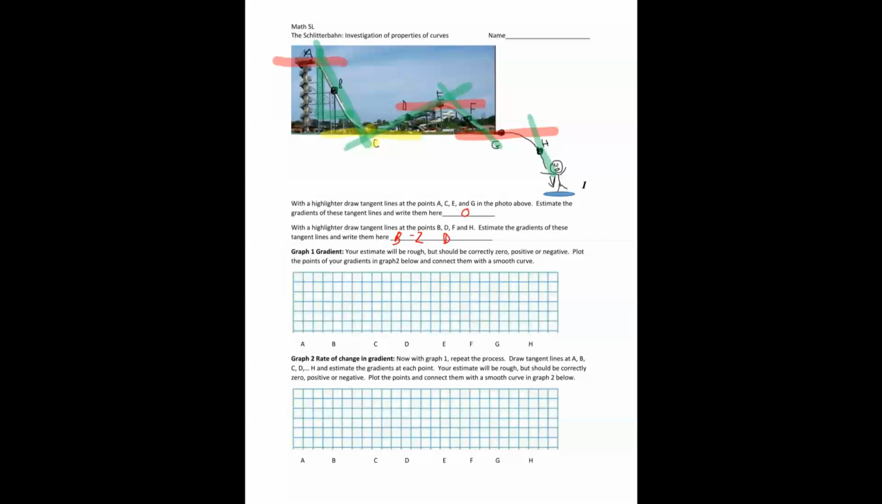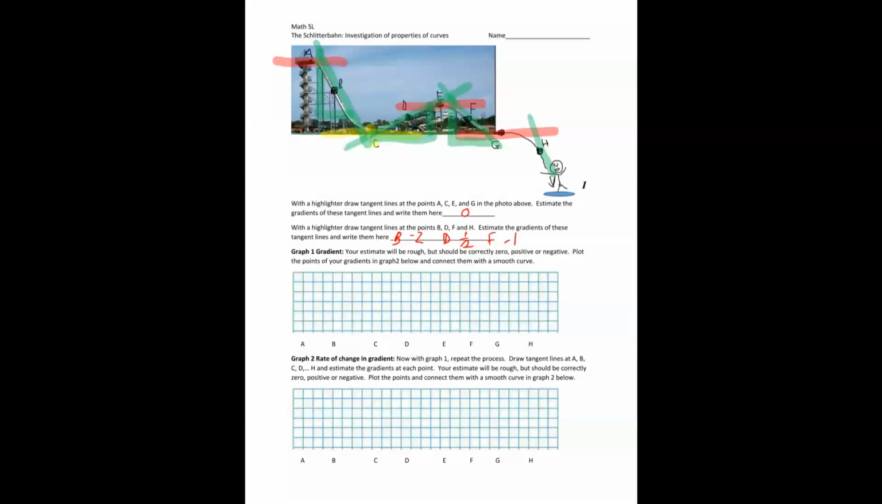What about for D? Let's see, D looks like a positive slope. It's about 2 across, 1 up, so that would be 1/2. So I'd say D is 1/2. And F looks like it's going down. It looks like about a 45-degree angle, right? So that would be about a -1 slope.